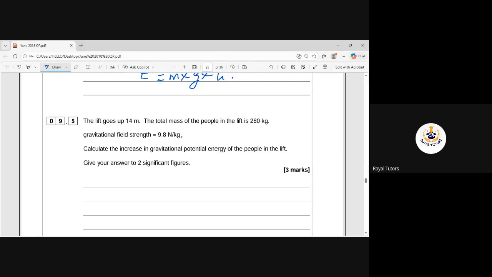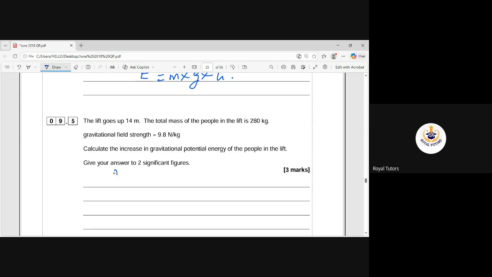And for the next question, you just need to apply the same equation. The lift goes up 14 meters. That's the height. And the total mass of the people in the lift is 280 kilograms. That is the mass. And the gravitational field strength is given to you as 9.8 Newton per kilogram. Calculate the increase in the gravitational potential energy of the people in the lift, and give your answer to two significant figures.